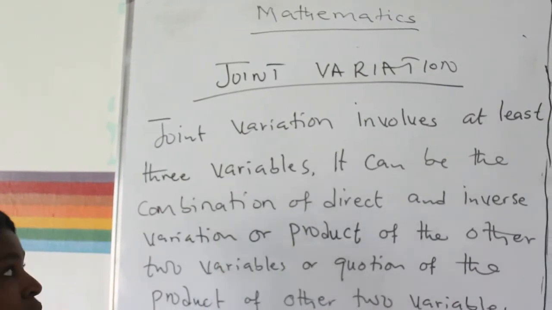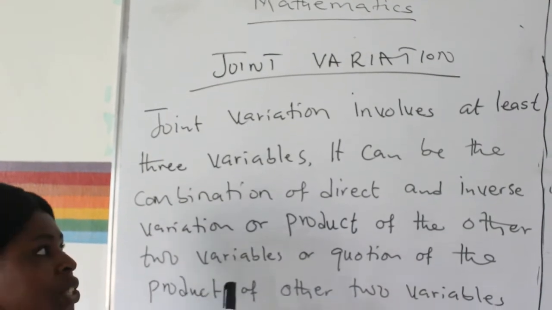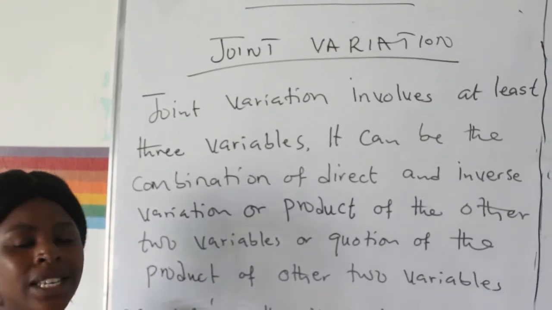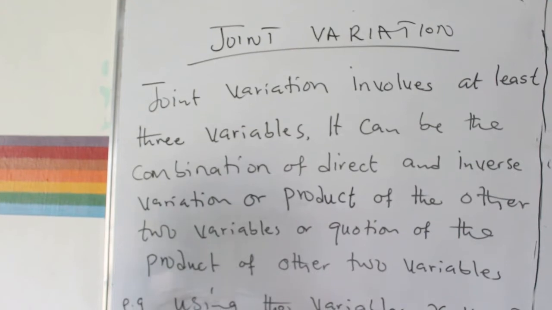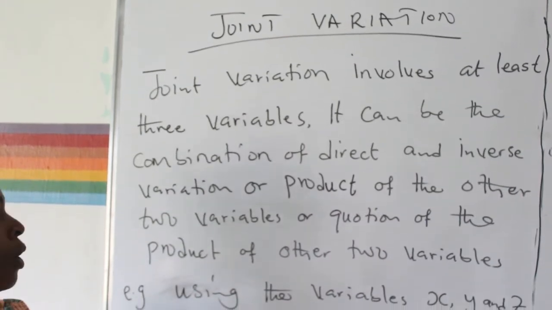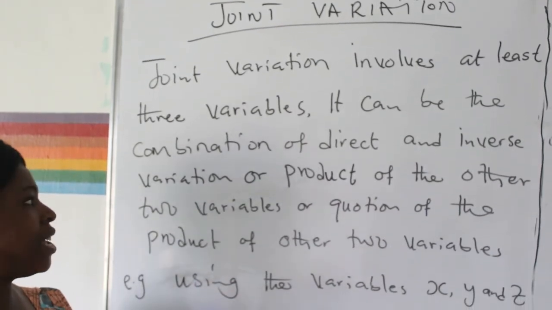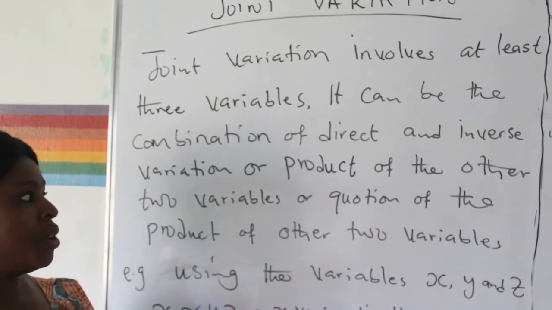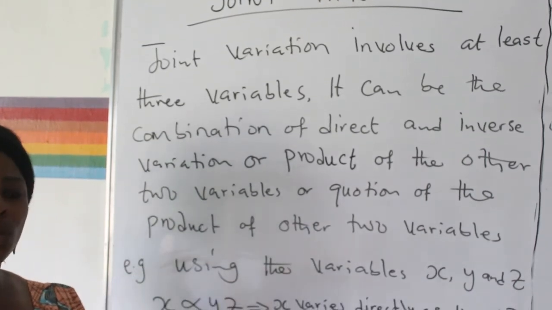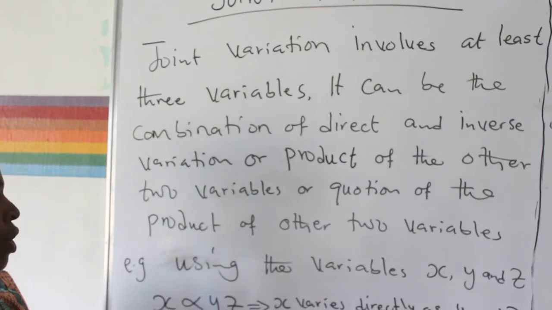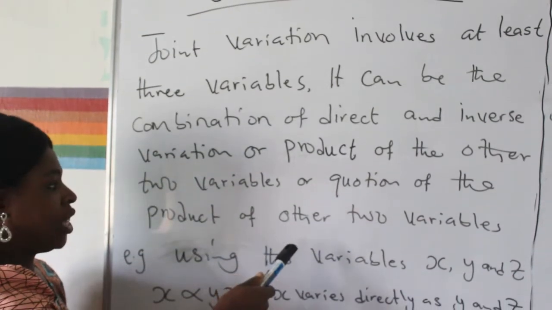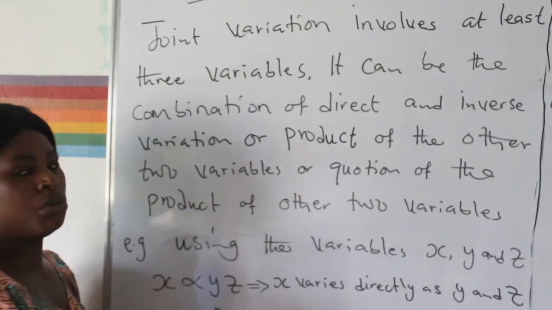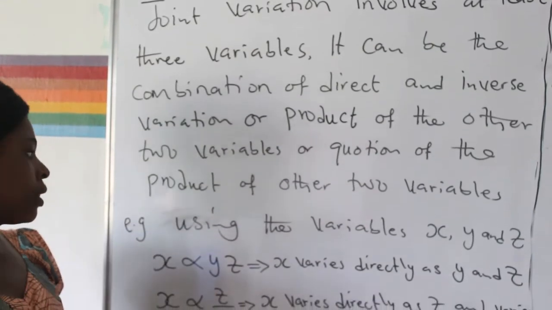joint variation. Now, this joint variation involves at least 3 variables. It can be a combination of direct and inverse variation, or it can be the product of the 2 other quantities, or it can be the quotient of the product of the other 2 quantities or variables.